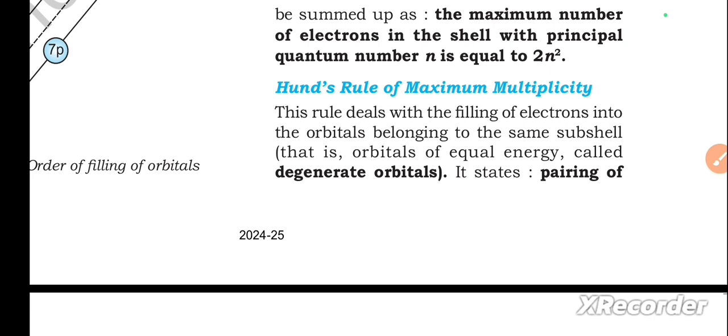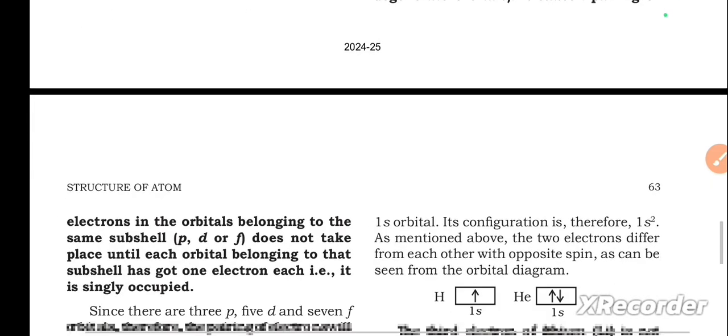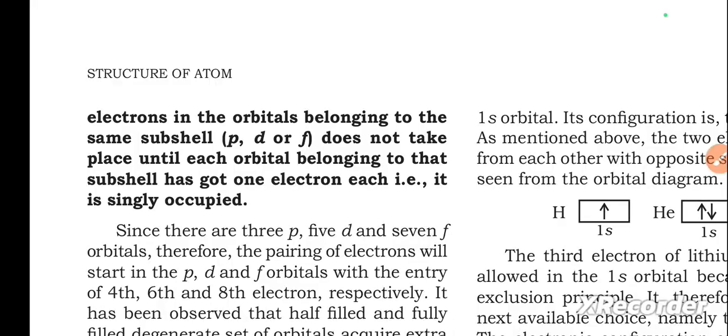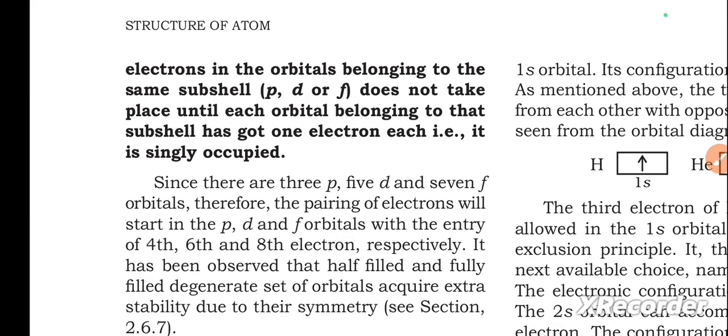This rule deals with the filling of electrons into the orbitals belonging to the same subshell, that is, orbitals of equal energy called degenerate orbitals. It states that pairing of electrons in the orbitals belonging to the same subshell (p, d or f) does not take place until each orbital belonging to that subshell has got one electron each, that is, it is singly occupied.